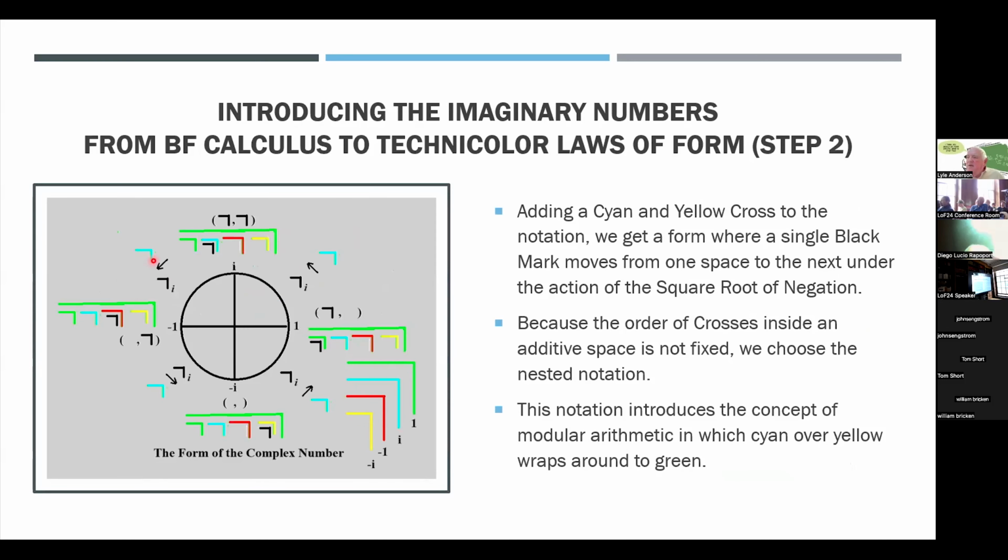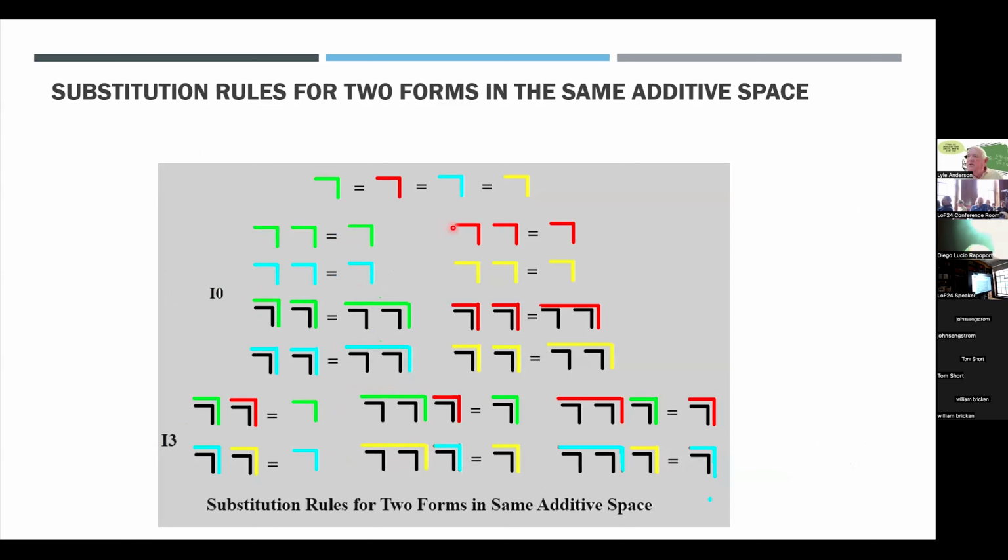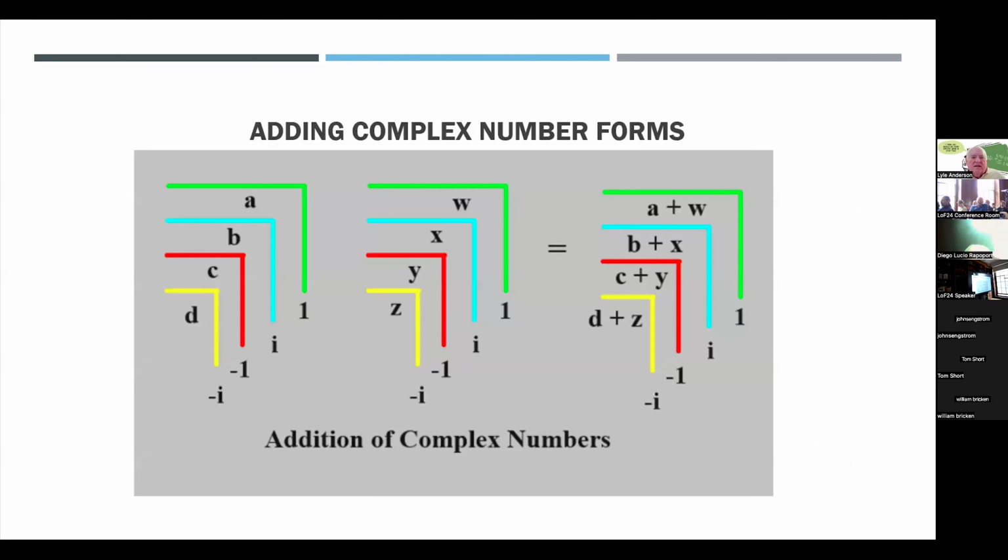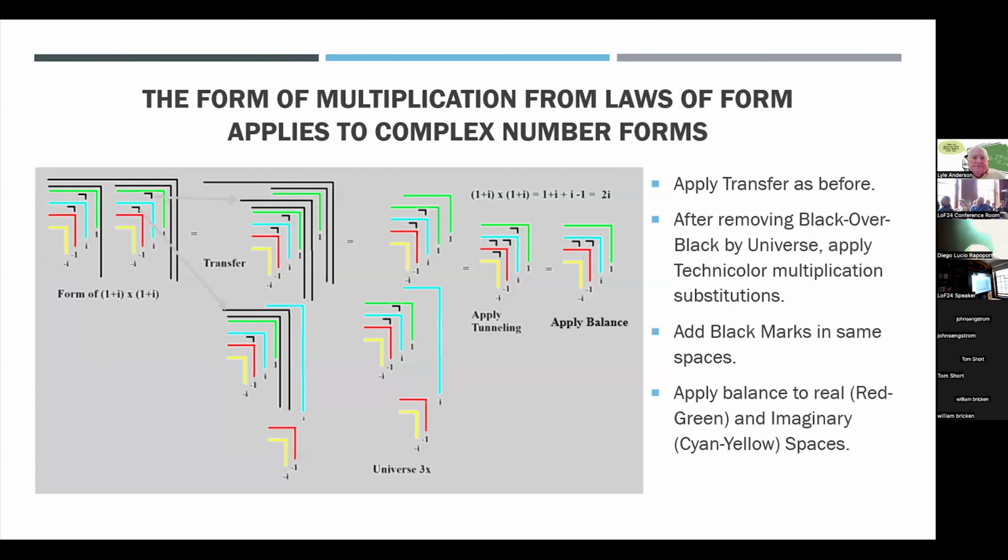And here I've expanded it. This is the form that represents a complex number. And it's hooked onto there. Now, so the substitution rules, it's interesting. It shows that the reals stay with the reals and the imaginaries stay with the imaginaries. Here's how to add complex numbers, because these things are in like channels.